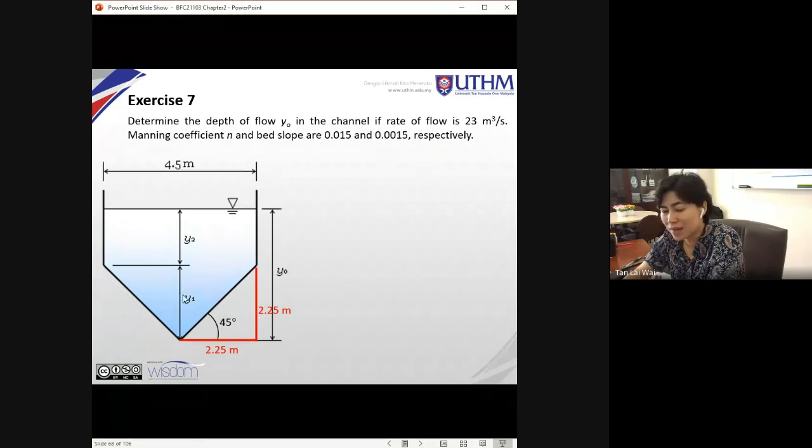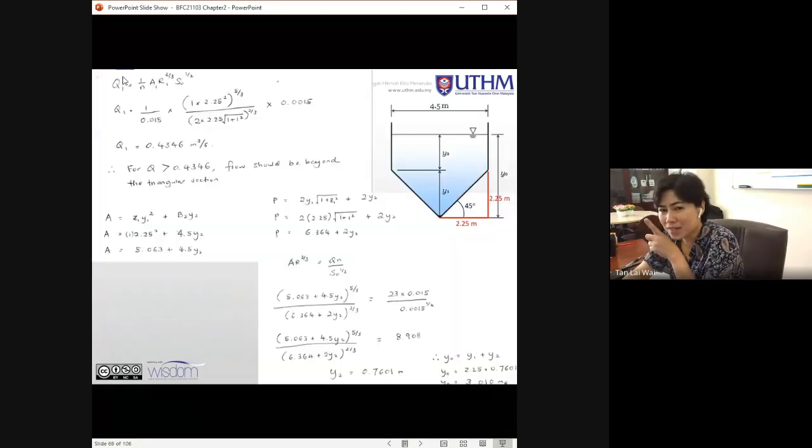You know that as the depth increases, of course, the discharge of flow increases as well. Your Q is going to increase. Now let's check what is the Q for your triangular section. So what I did here, Q1, I checked for my triangular section first.